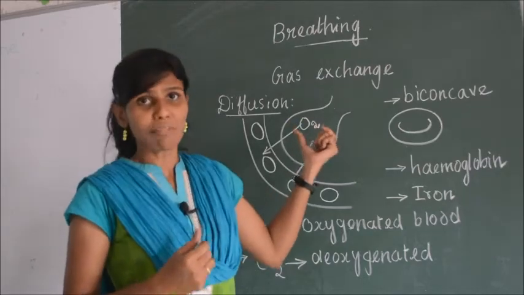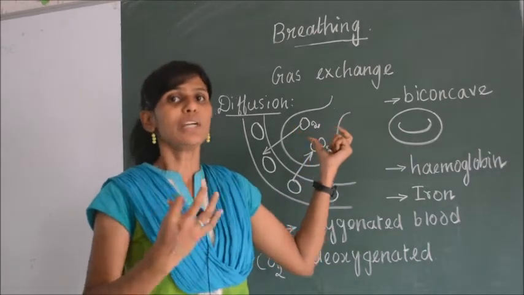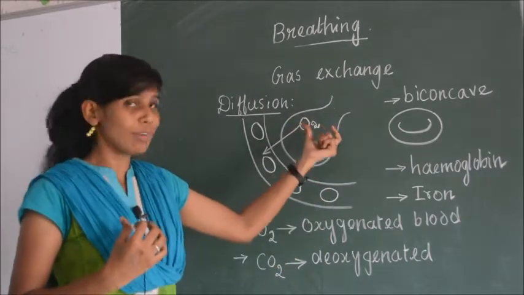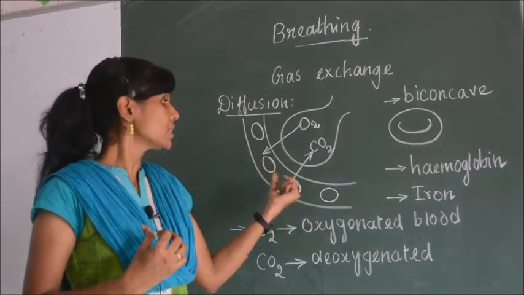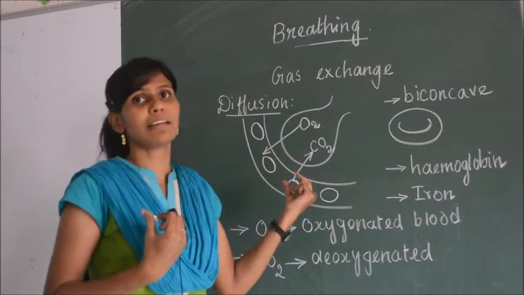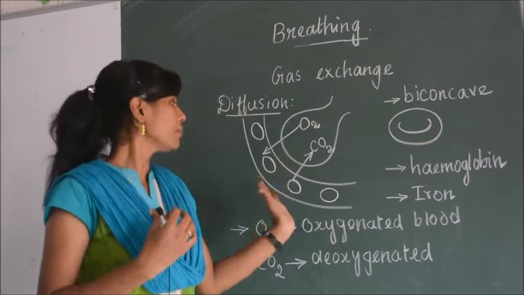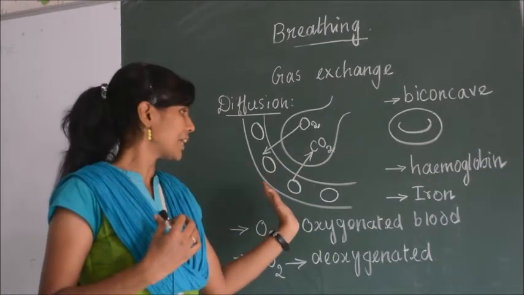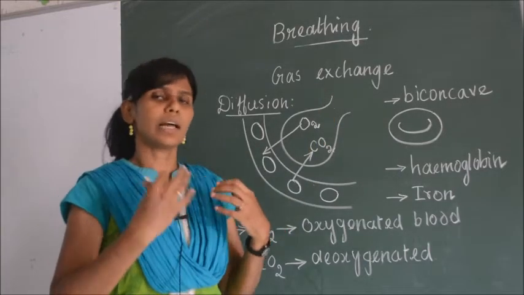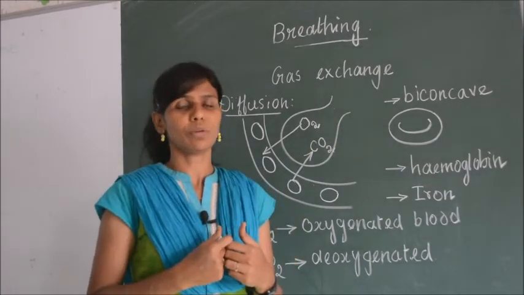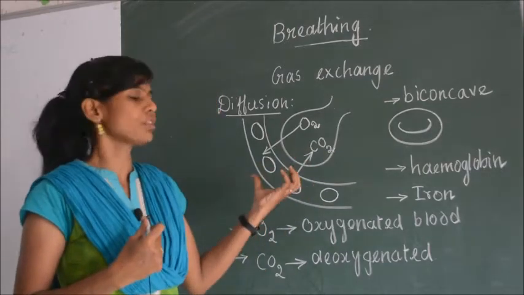Suppose if alveoli have more oxygen, it will move from the alveoli to the red blood cell. If there is more carbon dioxide in the red blood cell, it will move from the higher region, that is from the blood cell, to the alveoli or to the lungs, and it will be breathed outside. So this is the process of diffusion.